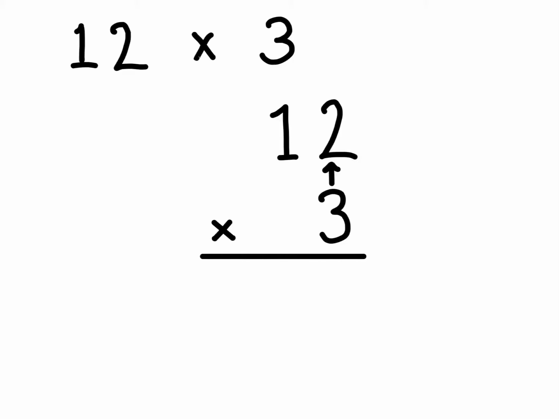So first we have 3 times 2, and then we have 3 times 1. So first 3 times 2 will give us 6, and then 3 times 1 will give us 3. And our answer is 36.